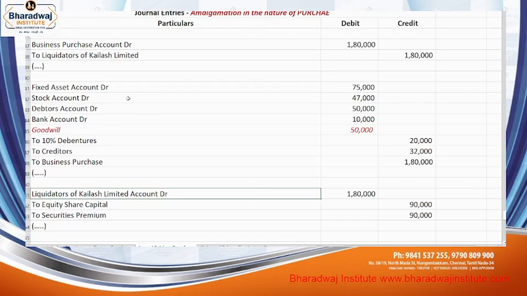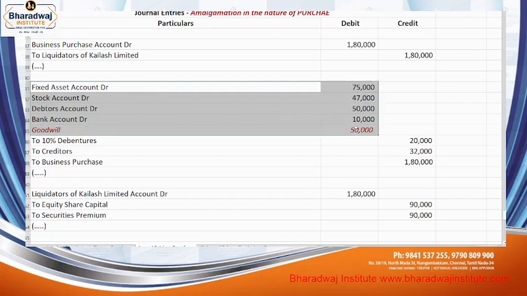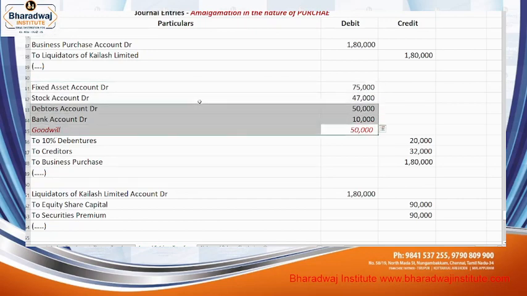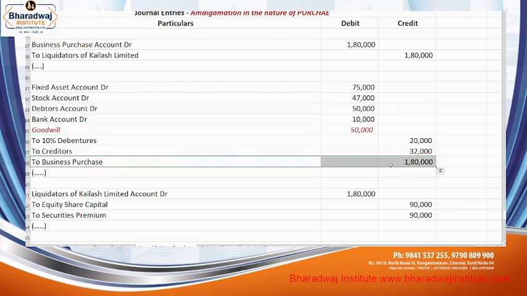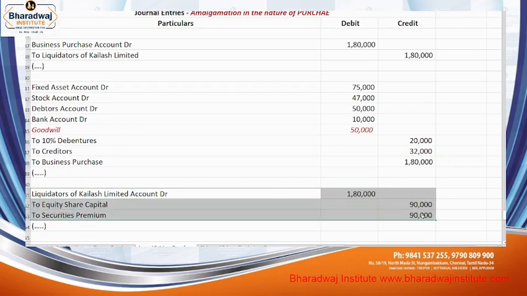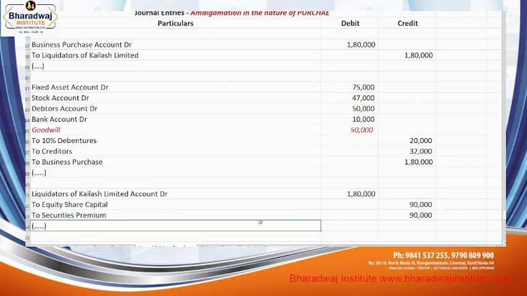Any doubt in this? Assets and liabilities taken over? Revised value to creditors and debentures to business purchase. Liquidators of the other company account debit to capital to premium.